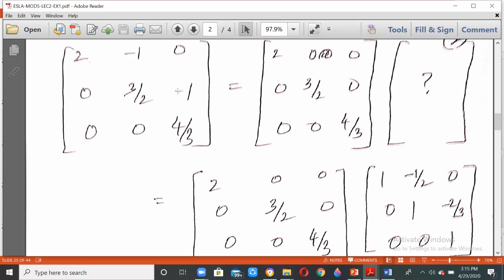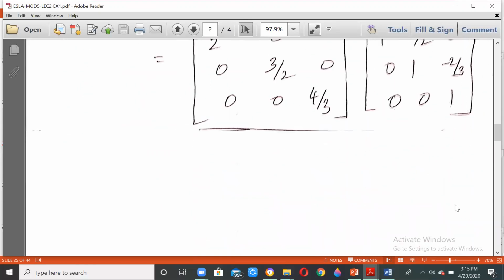Then this divided by this value. Minus 1 divided by 2 by 3 will give me 3 by 2. Minus 1 divided by 3 by 2 will give me minus 2 by 3 here. Okay. So that's the way we can find, and that solves the problem.